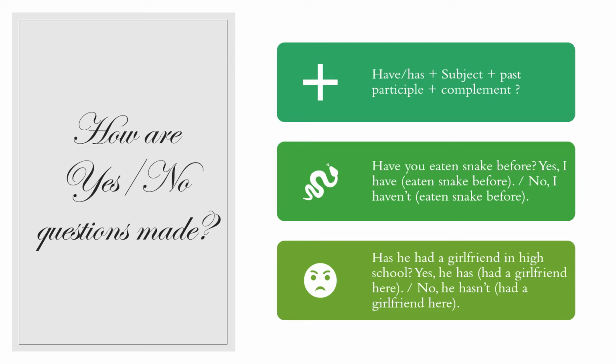Example: have you eaten a snake before? Yes, I have. In a short form, you can answer in that way, or you can say, yes, I have eaten a snake before. Or, no, I haven't. No, I haven't eaten a snake before, that is the long answer, or no, I haven't will be the short one. Another example: has he had a girlfriend in high school? Yes, he has, short way. Yes, he has had a girlfriend here, long answer. No, he hasn't, short way. No, he hasn't had a girlfriend here, long answer.